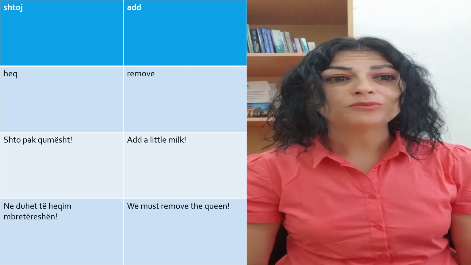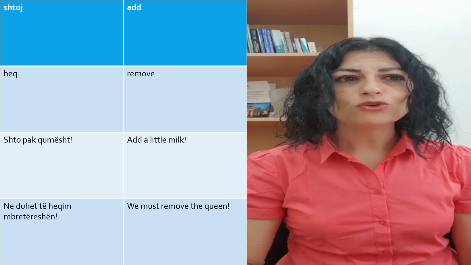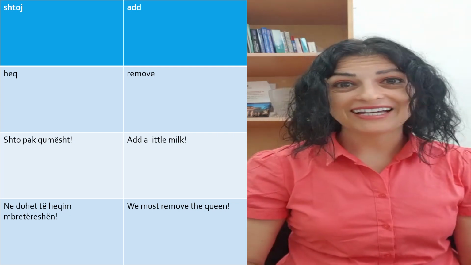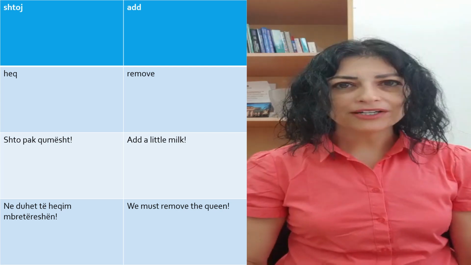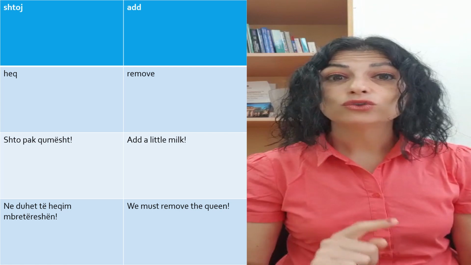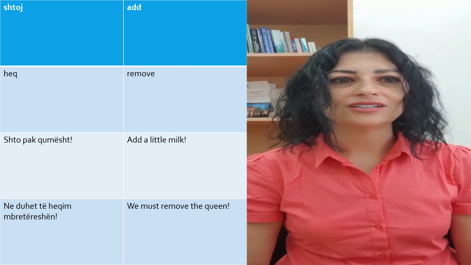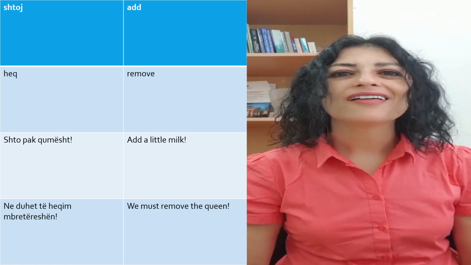And with the other verb, we must remove the queen. That is in English. In Albanian is ne duhet të heqim mbretëreshën. Ne duhet të heqim mbretëreshën. We must remove the queen.